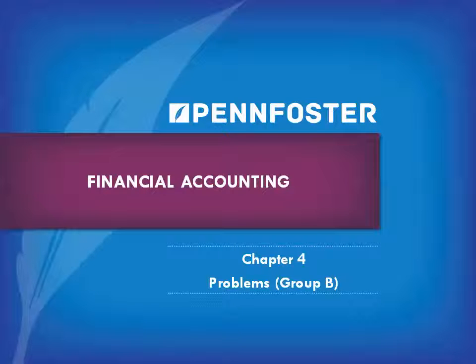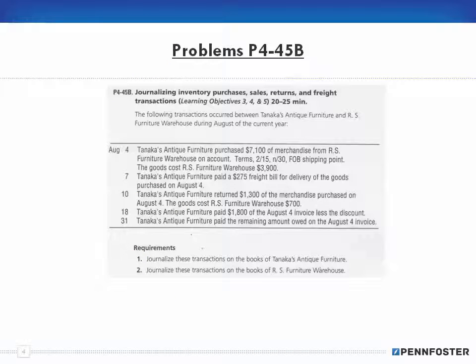Now, let me get over to problem 4-45. When it says here, the following transactions occurred between Tanaka's and RS Furniture for August, these are the transactions. And then the requirements say journalize the transactions on the books of Tanaka's and then journalize the transactions on the books of RS Furniture. Now, when I quickly look here, like August 4th, it says Tanaka's purchasing 7,100.